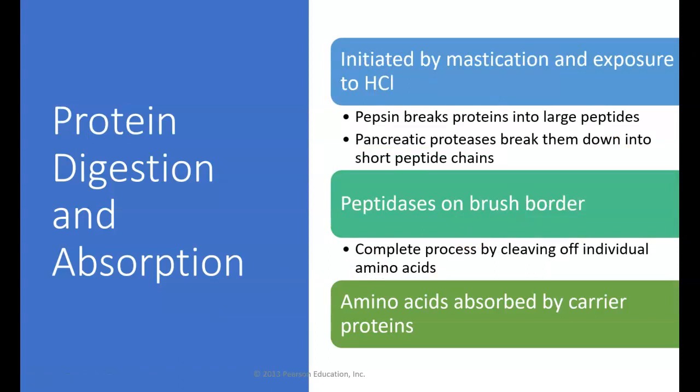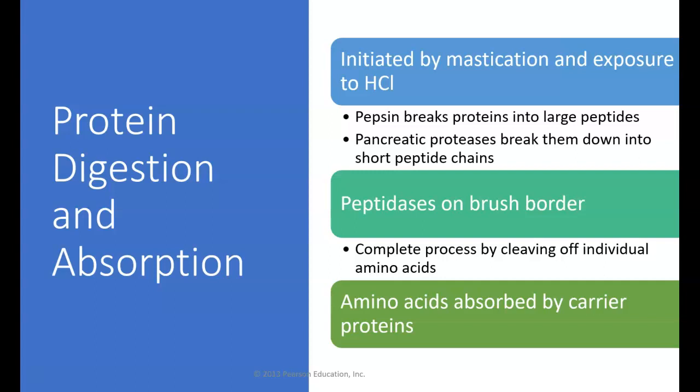In terms of proteins, this is going to be initiated by chewing and exposure to hydrochloric acid. So the pepsin is going to break proteins into large peptides. So this will be the beginning part of protein breakdown. Pepsin is going to be released or activated in the stomach when pepsinogen mixes with hydrochloric acid to activate it into pepsin, which will start breaking down proteins into larger peptides, but we still need to break it down even more. So then peptidase on the brush border of the small intestines is going to complete the process by basically breaking those large peptides up into individual amino acids.